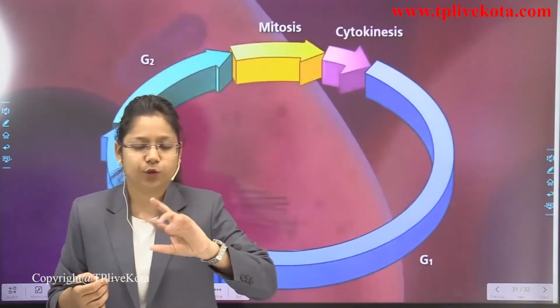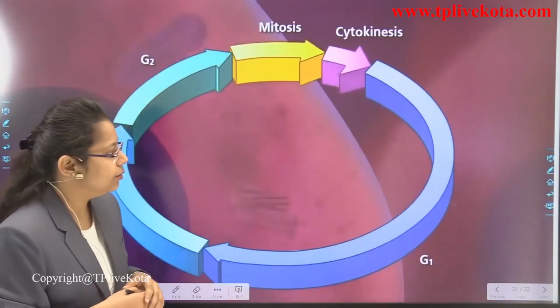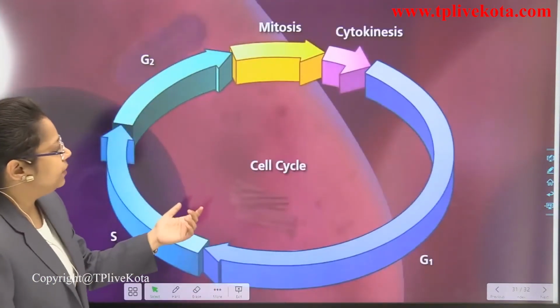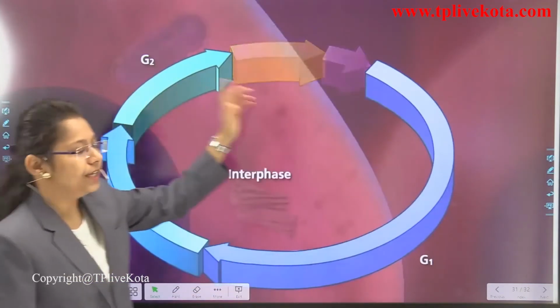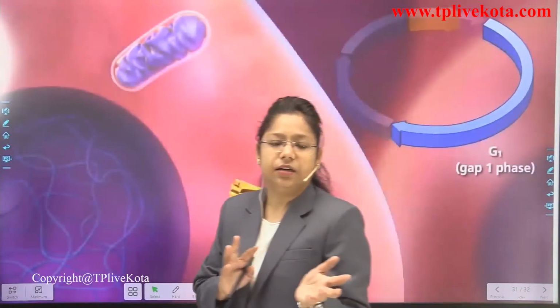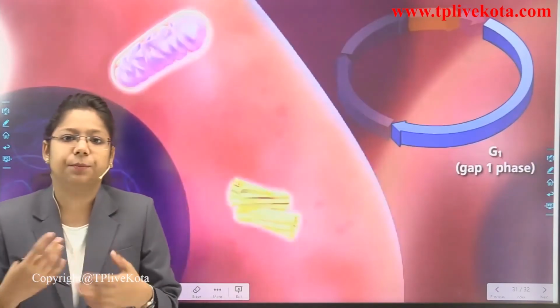Because two chromatids make a pair and they are known as a chromosome. Now in the mitotic cycle you can see here the G1 phase, S phase, G2 phase, and the last one is the mitotic phase. Now the phases that occur in the mitotic division are the main phases.